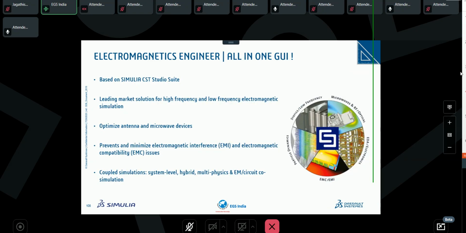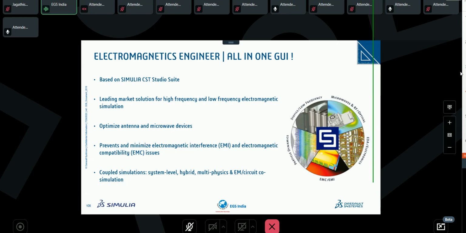The electromagnetic engineer will have a dedicated CST Studio Suite, and I think most of you are familiar with it. It was established long back and has been in the field for almost 4 to 5 decades. It can be used to analyze any kind of problem, right from static or low frequency analysis to high frequency analysis, like microwave or RF optical problems.